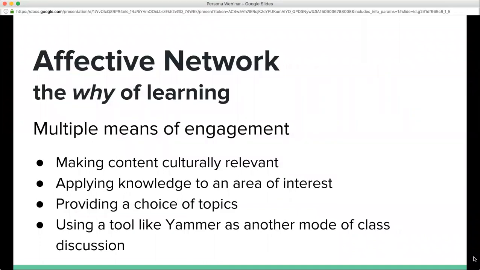The affective network talks about multiple means of engagement. Some ways to apply this idea are making your content culturally relevant, applying the knowledge to an area of interest. Along with that, providing a choice of topics. If you're giving students an assignment, allowing them to choose from a list of different topics so they can do something that they're more interested in. And then varying how you're presenting information, using tools like Yammer is another way to facilitate discussion, for instance.